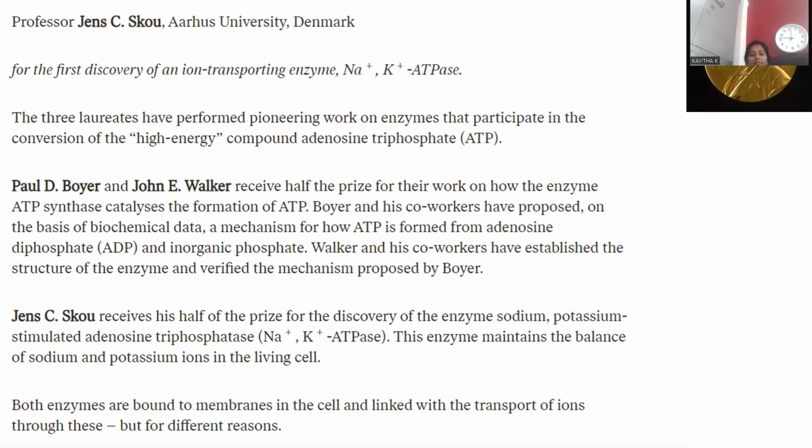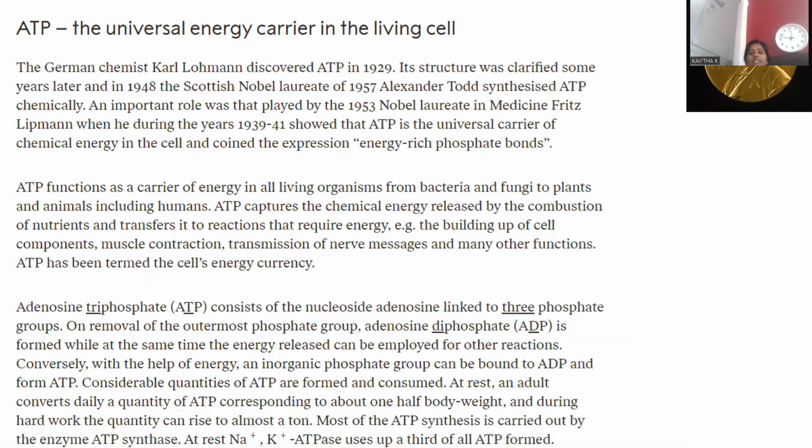That balance is carried by the enzyme sodium potassium ATPase. Both the enzymes are bound to membranes in the cell and linked with the transport of the ions, but for different reasons. Right, so these are membrane bound enzymes. Let's go with the detailed explanation of how the research was carried out and why they were accorded the Nobel Prize.